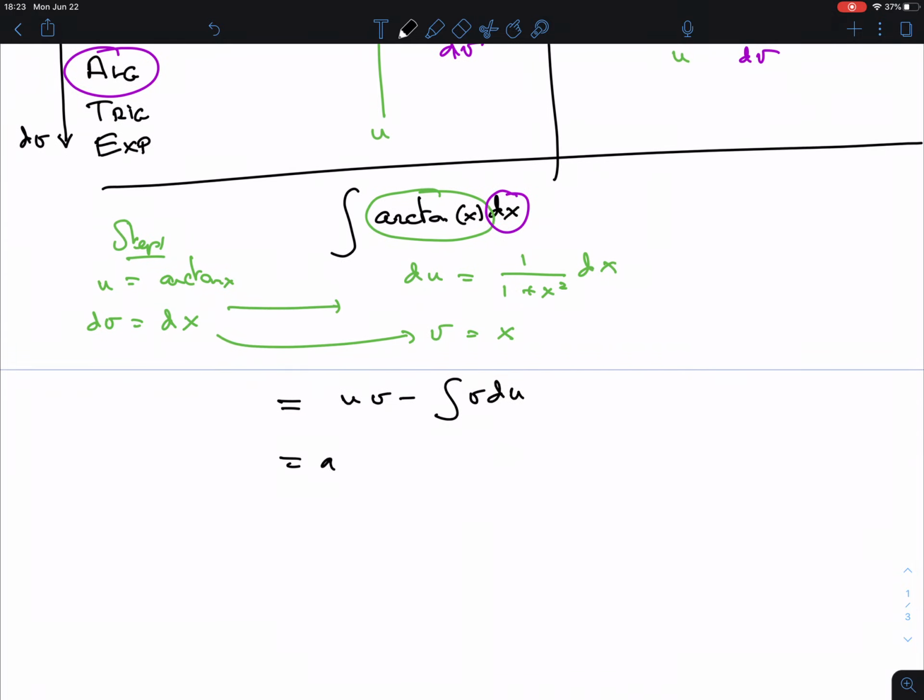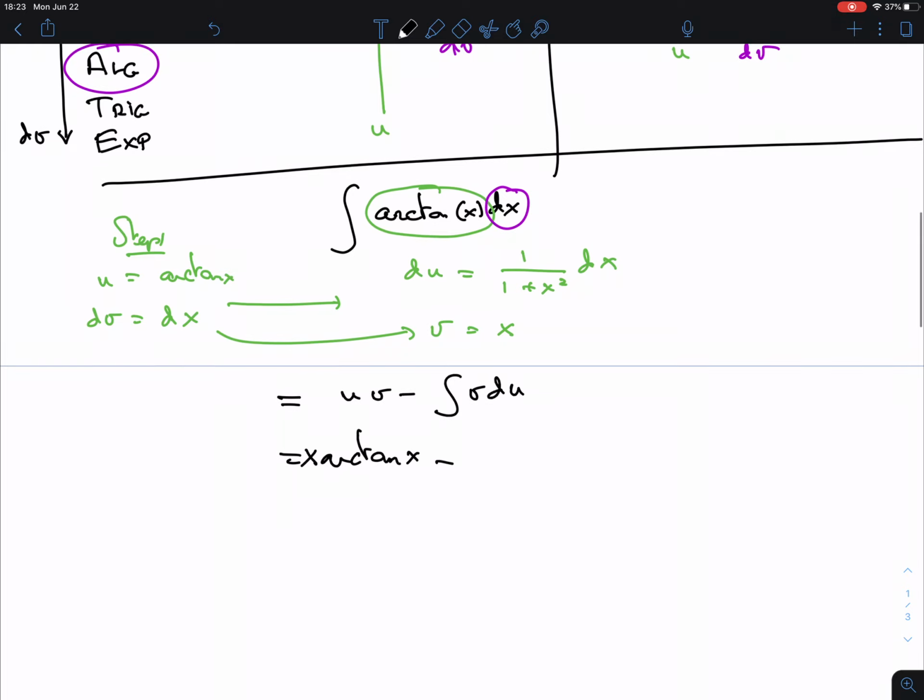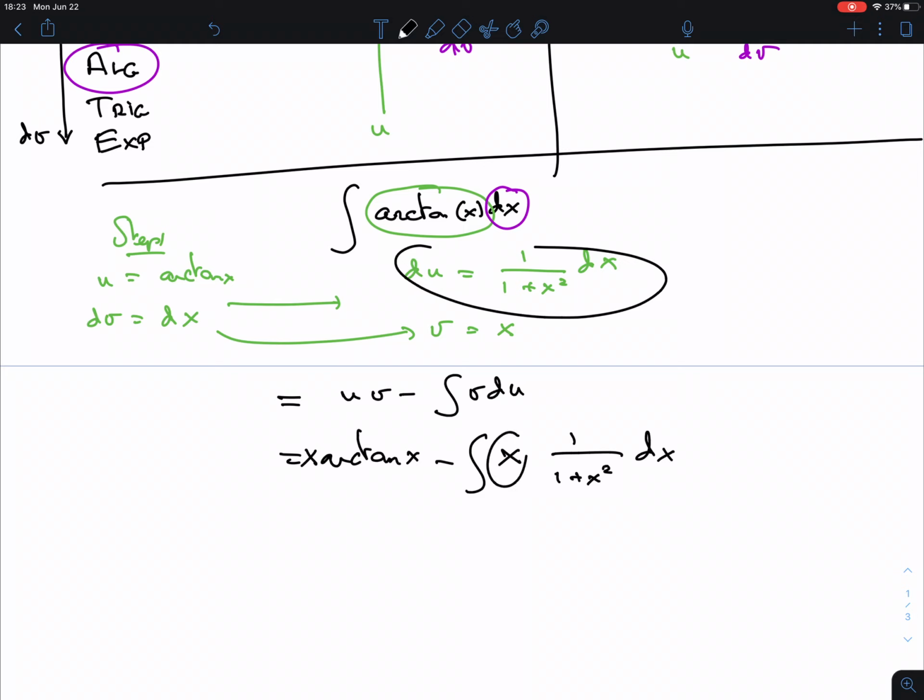u is arctangent x, v is x, so perhaps I'm going to write this first. Is that okay, right? I can write it in which order I want. It's neater to write it that way. Minus v times du, this is du, 1 over 1 plus x squared dx. Again, now you might want to antiderive this and antiderive this, but no. Remember, there's no product rule. So we have to take them together and somehow solve it that way.